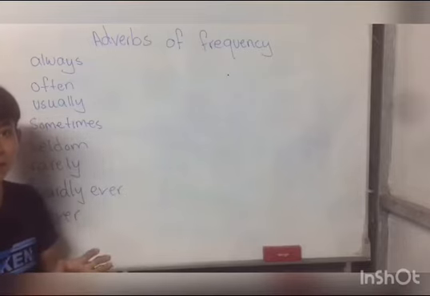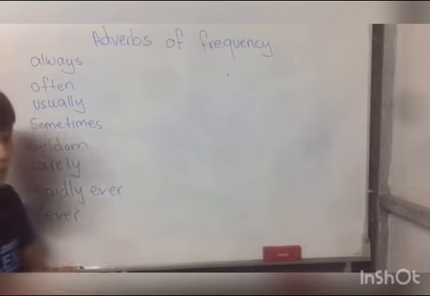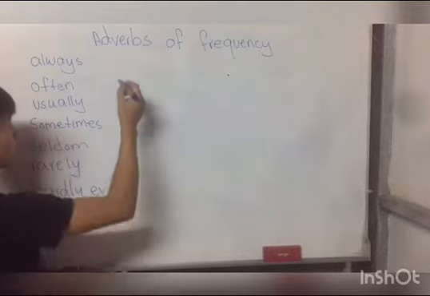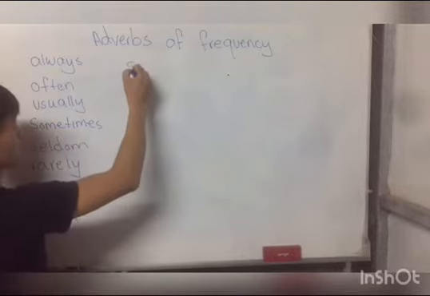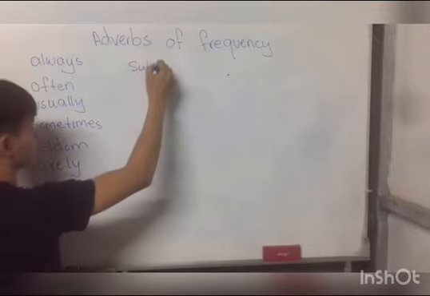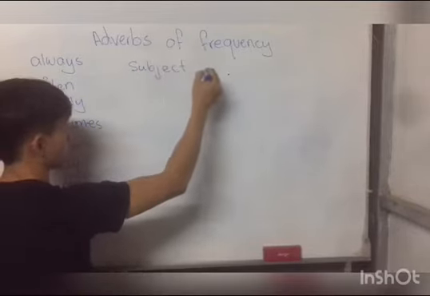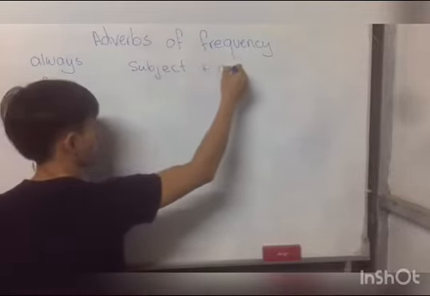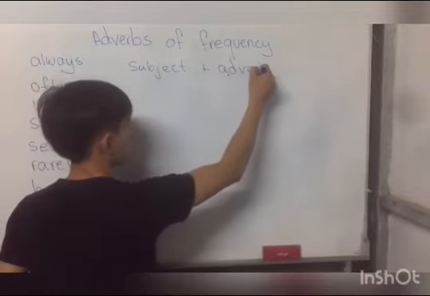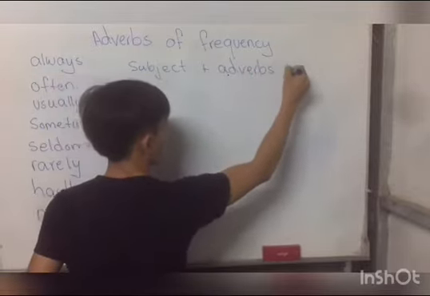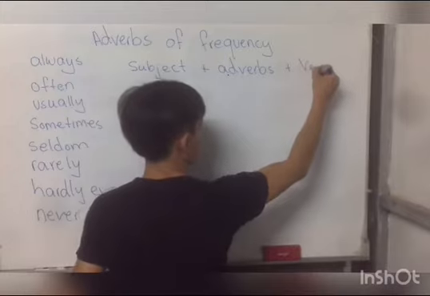Okay, now let's see how to make a sentence and the formula. Okay, the formula is subject, plus adverb, plus verb.